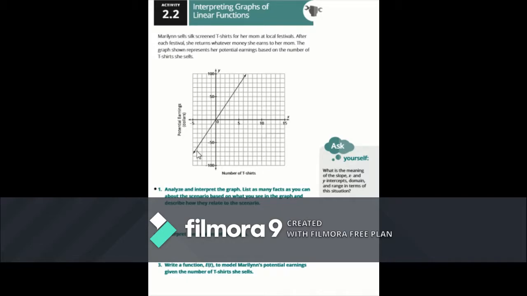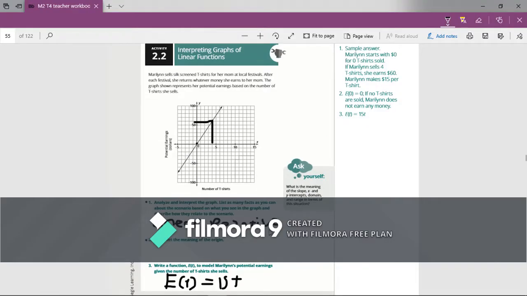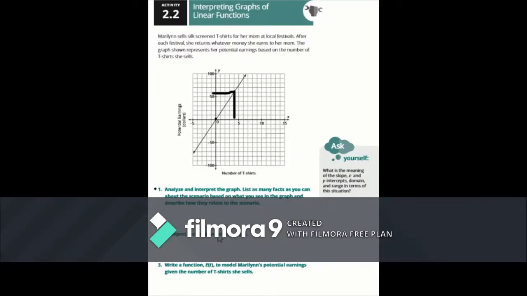So, you can see that the graph is increasing and is linear, and it goes through the origin. So, the more shirts that she sells, the more money she'll make. So at 4 on the x, it means 60 at the y. So when she has $60, that means she's sold 4 shirts. Interpret the meaning of the origin. The origin is at 0, 0, so it's when she has 0 money because she sold 0 shirts.